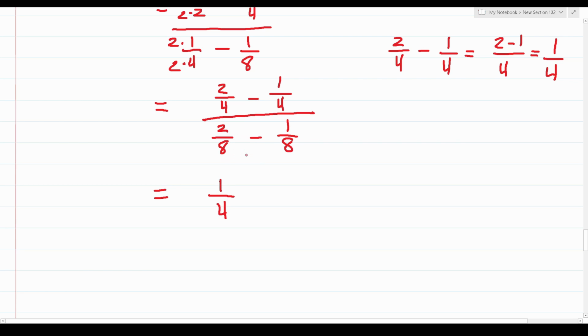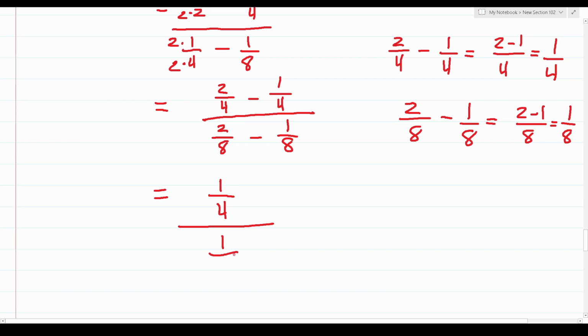And let's work this off to the side as well. We have 2/8 minus 1/8. Again, this becomes this: 2 minus 1 over 8. 2 minus 1 is 1 over 8. So this is 1 over 4 over 1 over 8.